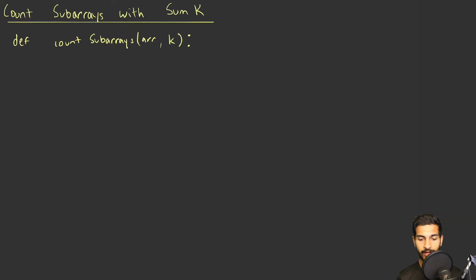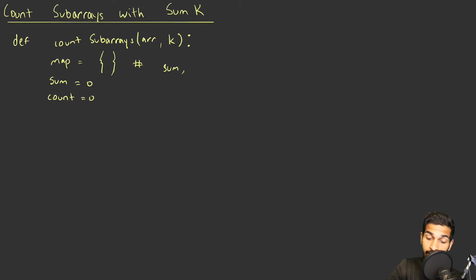First, let's make a map, and we'll call it map for continuity's sake. Now, let's also make a sum variable for our cumulative sum. And I didn't write it explicitly, but we'll also need a count variable to keep track of how many times we've seen k. Before I continue, I want to go over this map. It's going to be key value pairs. It's going to be a sum that'll map to the number of times we've seen that sum.